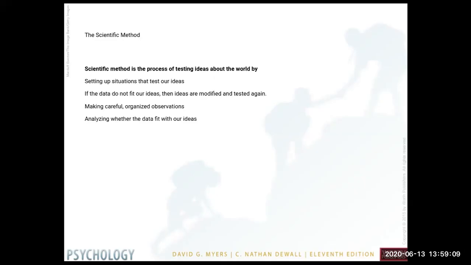So the scientific method is the process of testing ideas about the world by setting up situations that test our ideas. And if the data don't fit, it's okay. We also don't scrap it right away. We modify our ideas, we test again. Even if we get the outcome that we're looking for, it's not enough for us to say that we've solved the problem. We need to see if it works in other people, in other places, right?